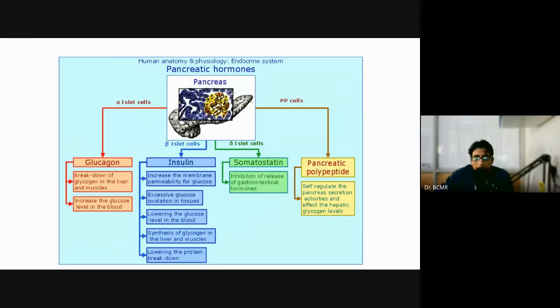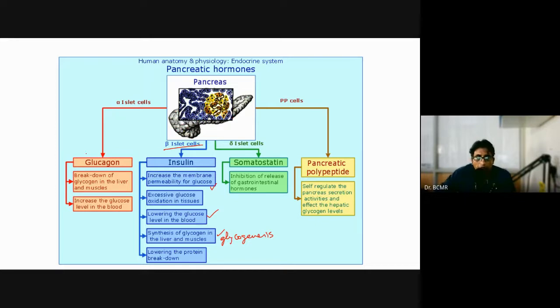Let's see what these hormones do and how important a role the pancreas plays in the metabolism of an individual. Beta cells are what we are discussing. Insulin increases the glucose uptake by the target cells. Usually the target cells are the skeletal muscle cells and also liver tissue. As a result, it will reduce the blood glucose. It can also increase the synthesis of glycogen, that is glycogenesis, and it lowers the protein breakdown.